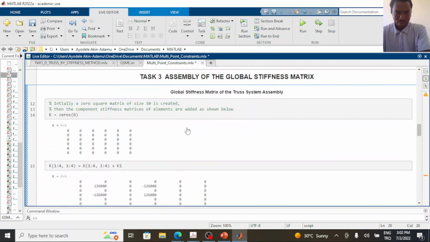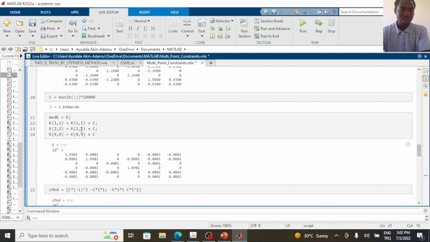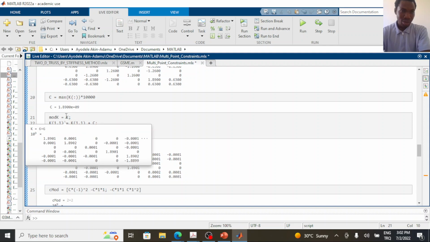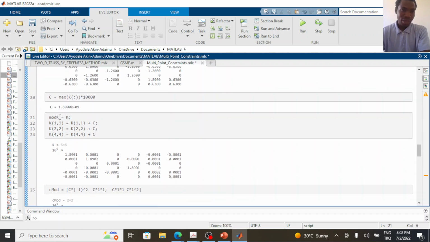we will add C to the global stiffness matrix. So that's why I renamed my global system matrix with mod K. I say mod K equals to K. Okay, but I didn't use it. I did this actually. I stored my unmodified global stiffness matrix. Let's name this unmodified. I stored it in this variable, unmodified global stiffness matrix. Let me run this code again. Let me remove this semicolon. Now I'll click run.